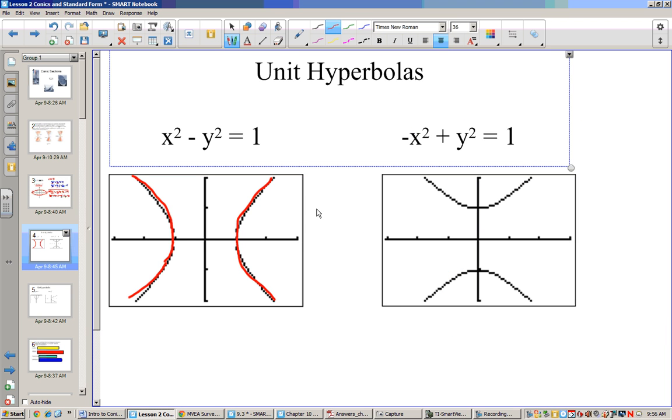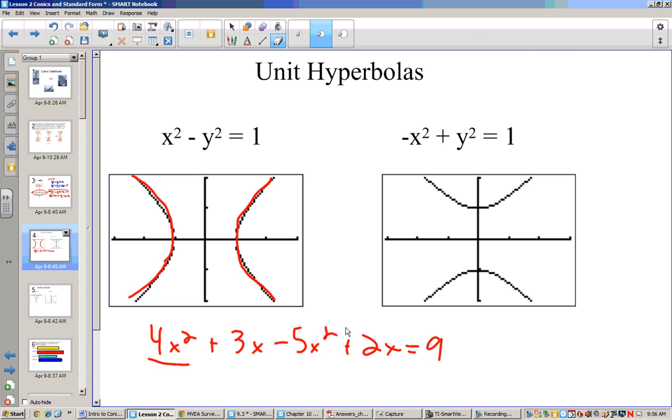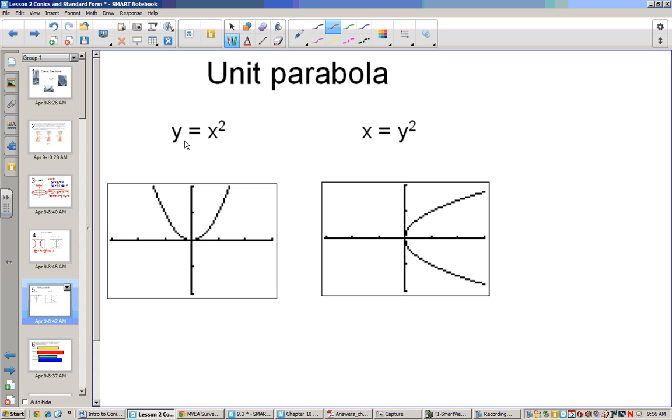Now when I look at my hyperbolas, one of the squareds is going to be a negative number. So if I have 4x squared plus 3x minus 5y squared plus 2x equals 9, this should have said y squared. I didn't want two of the same variables. Since this one is positive and this is negative, we'd know that it's automatically a hyperbola. And with a parabola, one of the variables is squared while the other one is not. So I could have something longer like 3x squared minus 5y plus 3 equals 92. We automatically know this is a parabola because one of the variables is squared while the other one is not.